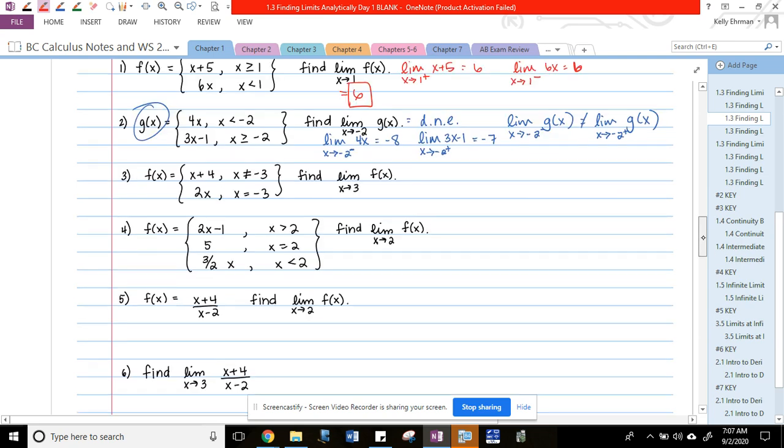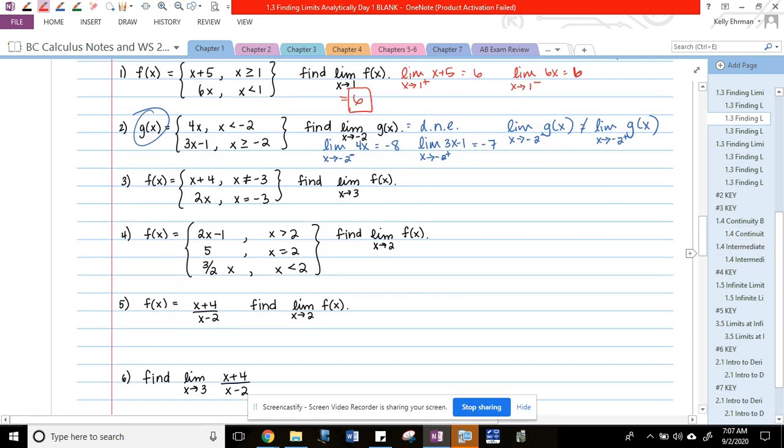Okay, number 3. And you want to keep writing this notation. I know these are just notes, but if you don't get in the habit of writing it now, you're going to forget on the quiz, and that'll just be point after point after point that gets docked if you don't have the correct notation.